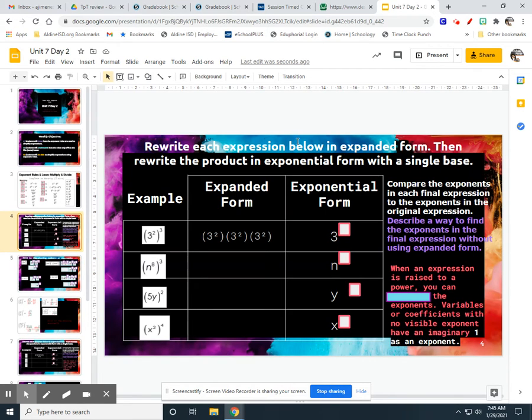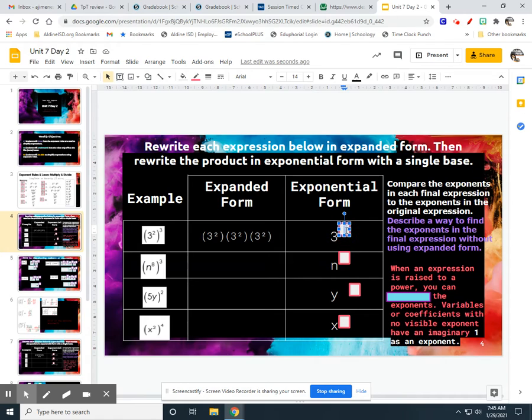So we're going to write the expression below in the expanded form. This is being raised to a power. So it's an exponent outside of the parentheses. That just means that this is the number of times that the parentheses is going to repeat. Okay, so remember now that I'm multiplying, I can go ahead and add these exponents. So that's 2 plus 2 plus 2. 2 plus 2 is 4, plus 2 is 6.